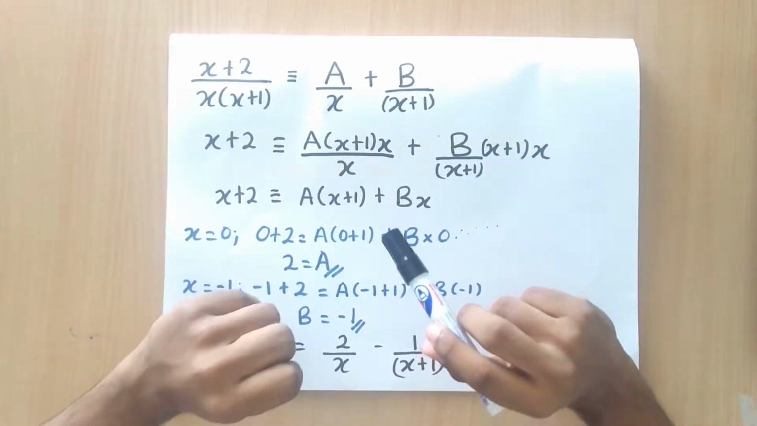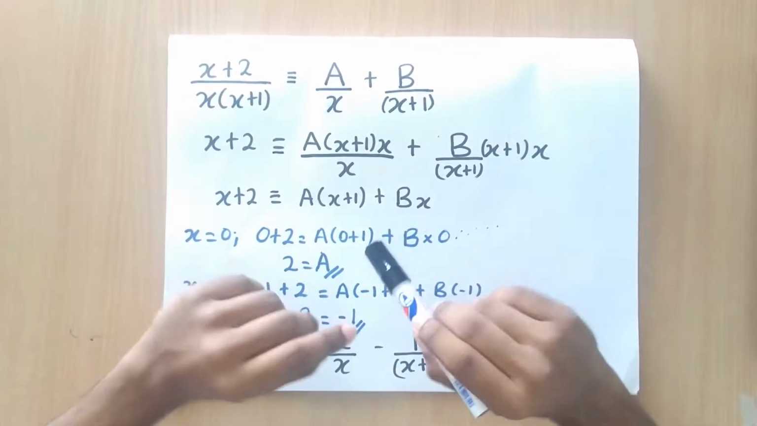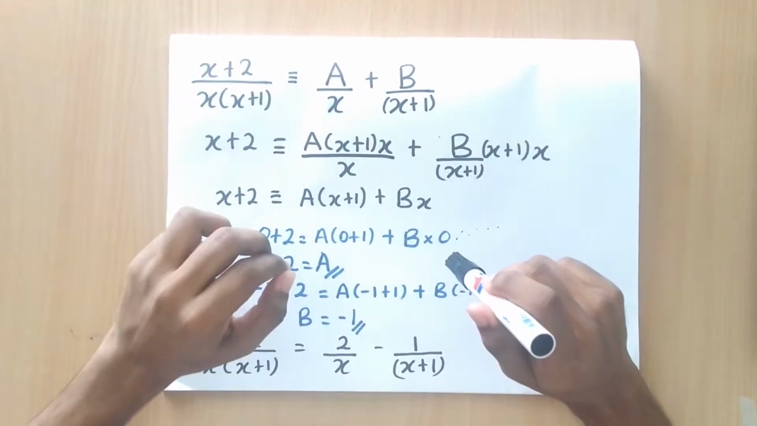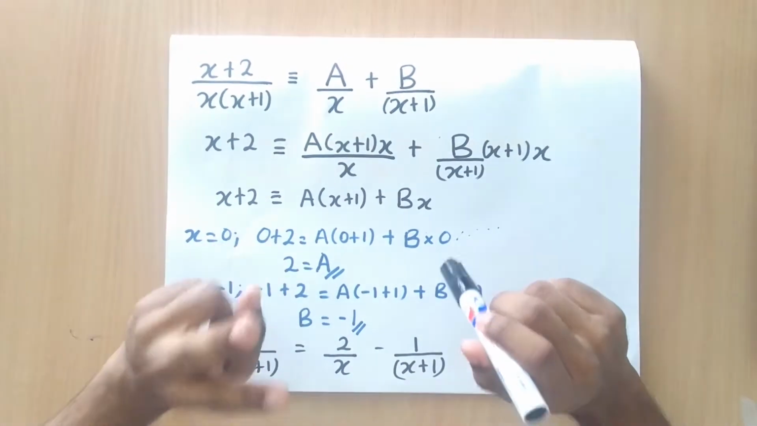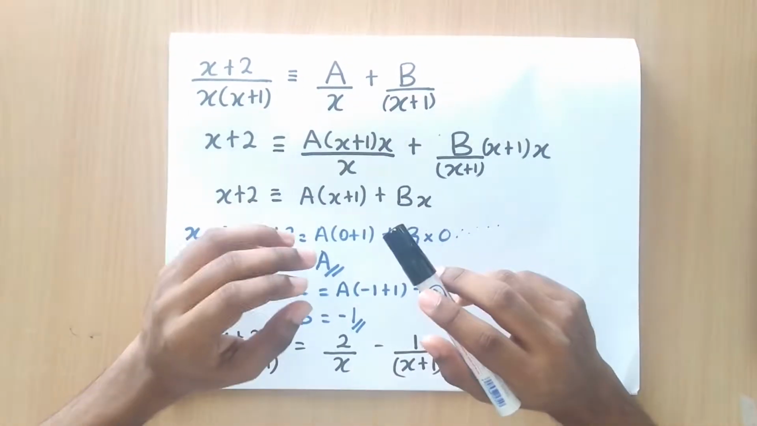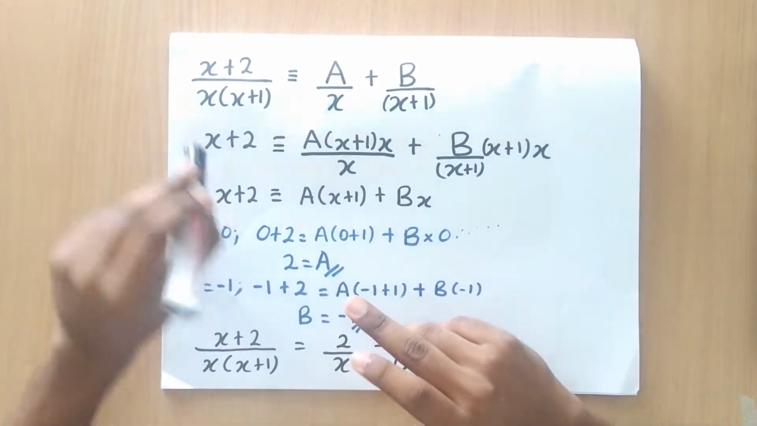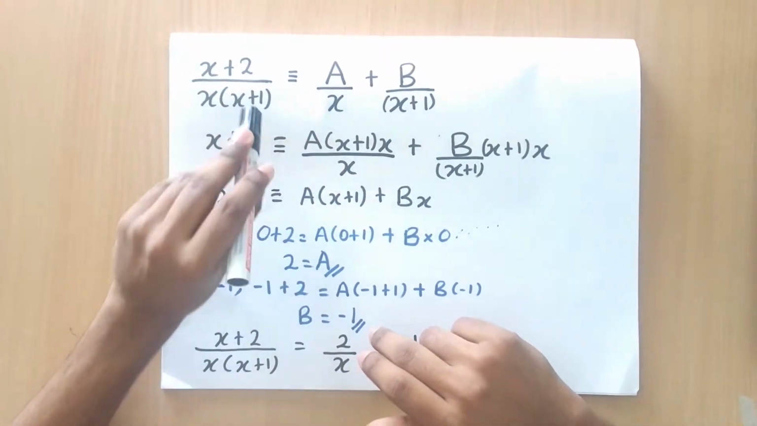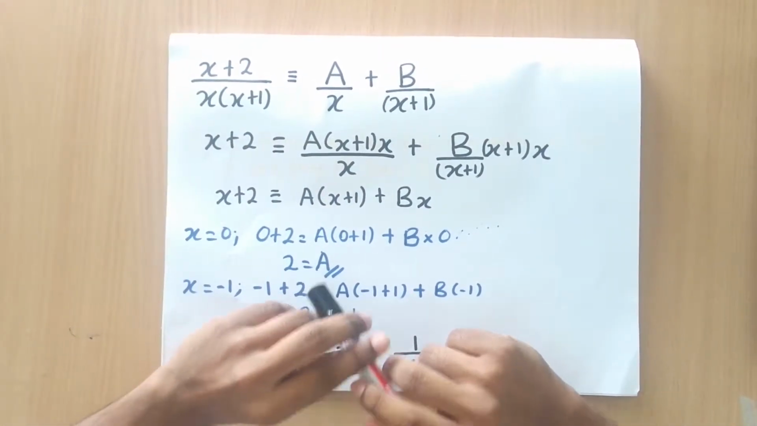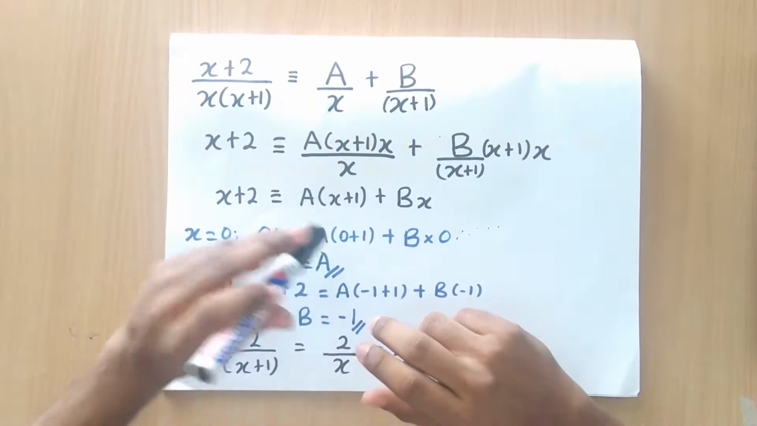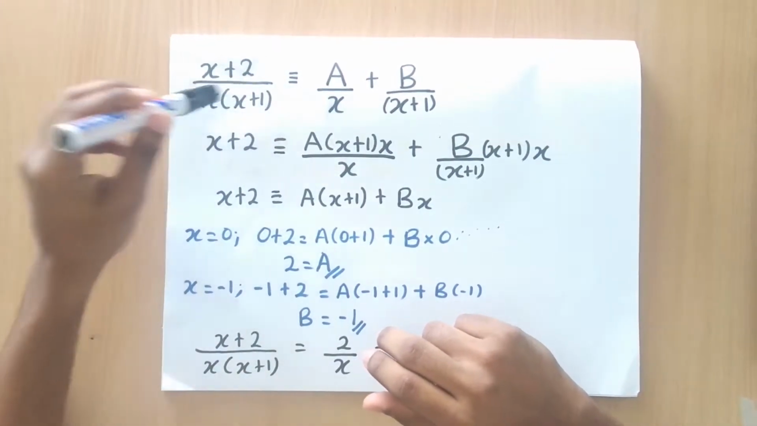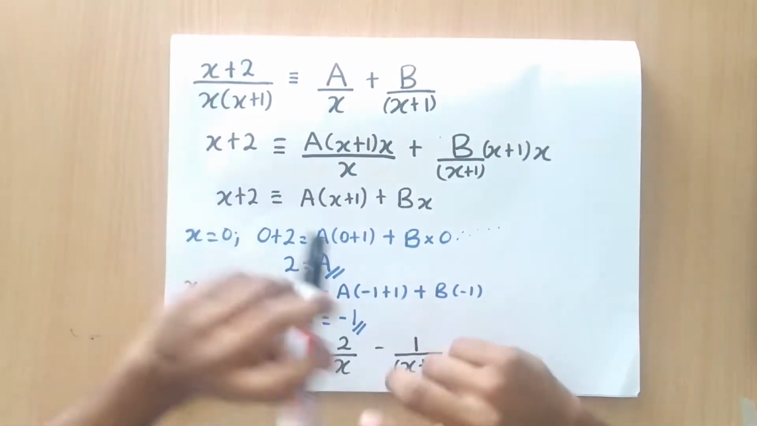There are four situations we have to consider in partial fractions. In this video, we will be discussing two situations. First, let's look at the fractions with linear factors as the denominator. Let's take this example, x plus 2 divided by x into x plus 1.